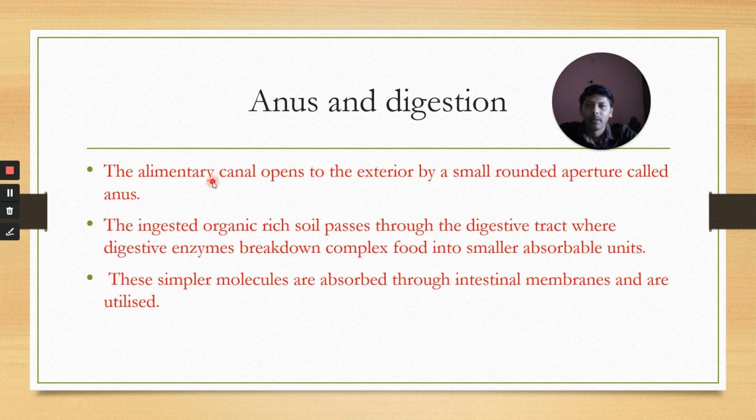Next, the alimentary canal opens to the exterior by a small round aperture called the anus. Here it is a complete alimentary canal, we can say. The complete alimentary canal first evolved in Aschelminthes, and here also in the Annelida phylum. In Annelida phylum also there is a complete alimentary canal in Pheretima posthuma. The alimentary canal opens outside through a small round aperture called, what do we call it? Anus.